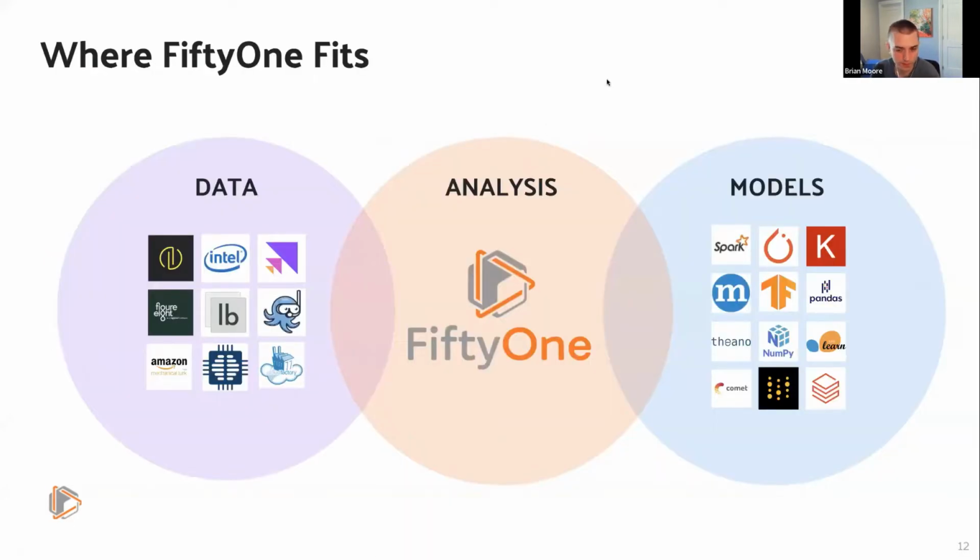This slide just kind of summarizes what I was saying there. There's basically data and models in your tool belt, and 51 kind of is the glue that helps you analyze the data sets, find issues, and pull in the model and understand what actions you can take on your data sets to improve performance of that model.